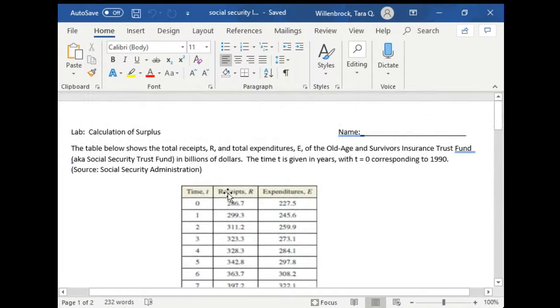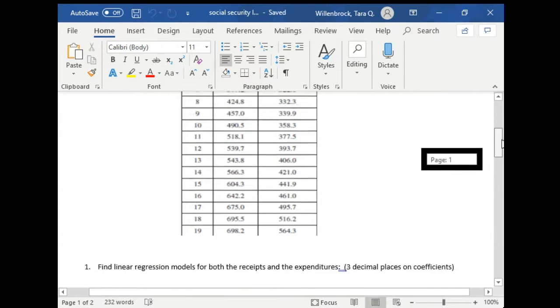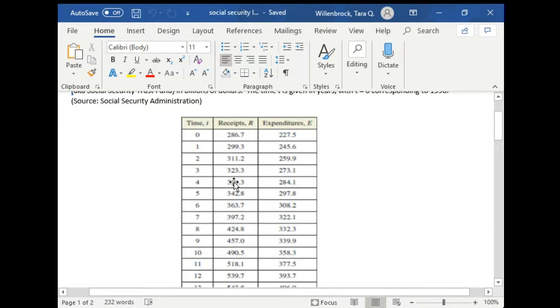Now, in this case, these functions are going to be generated by you using regression, and they're going to be functions that represent two aspects of the Social Security Trust Fund. Right? The Old Age and Survivors Insurance Trust Fund is its original name. So this is representing, starting in 1990, money collected in Social Security from people, involuntarily taken out of your paycheck. So total money collected, receipts, and total money spent out, paid out in Social Security.